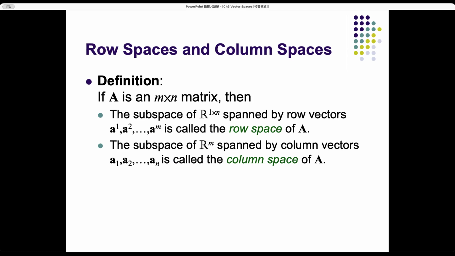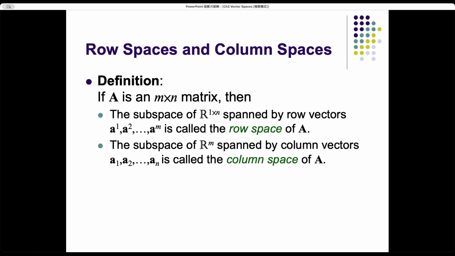spanned by row vectors A1, A2 to Am. We have m row vectors, right? These row vectors span a subspace called the row space of A.